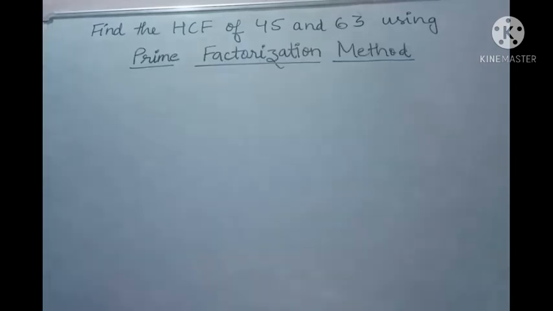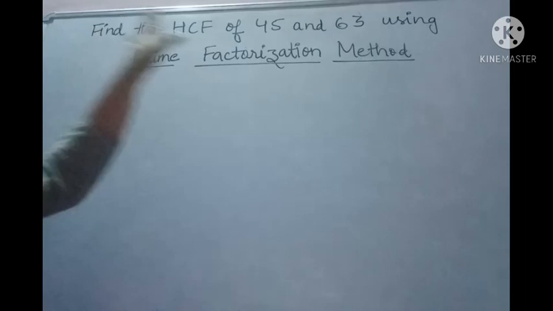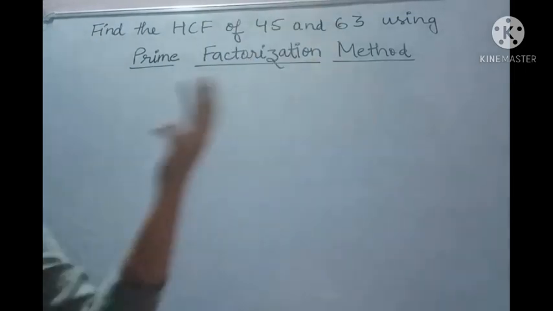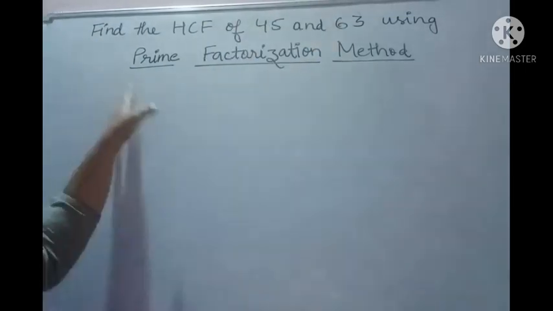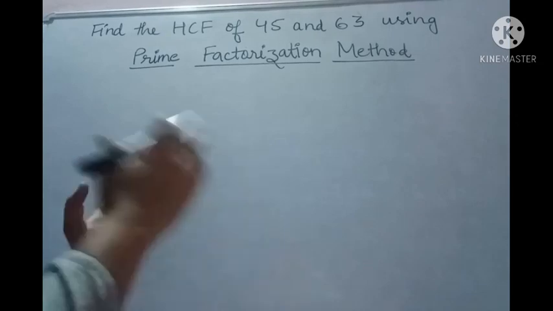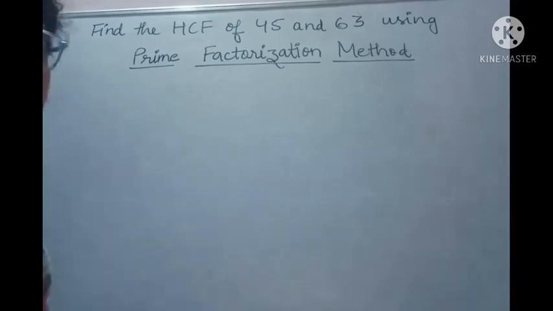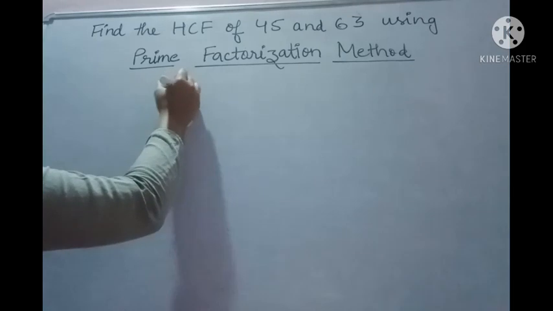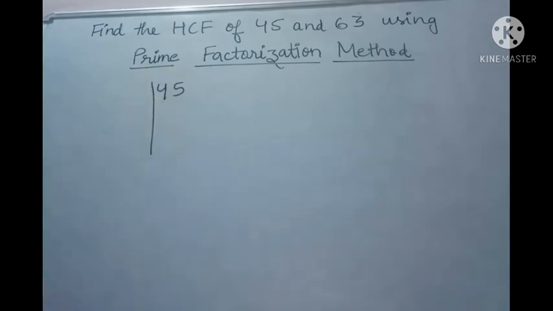Now let's do the same question. Find the HCF of 45 and 63 using our third method, which is the prime factorization method. And we use this method in so many of the questions. Let's do it. What we will do here, let's find out the factors using prime factorization of 45.